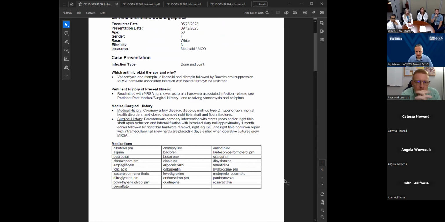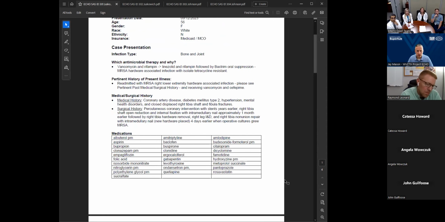So as you can see, she has a long medication list. The ones I wanted to point out here: at this point she was on aspirin as an antiplatelet agent. She was also on a statin for her coronary artery disease. And then for her mental health disorders, she was on bupropion or Wellbutrin, buspirone, as well as amitriptyline and citalopram.